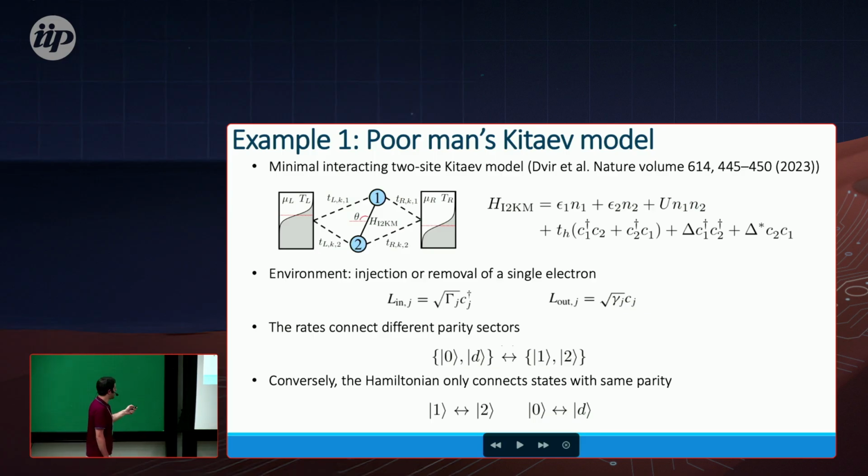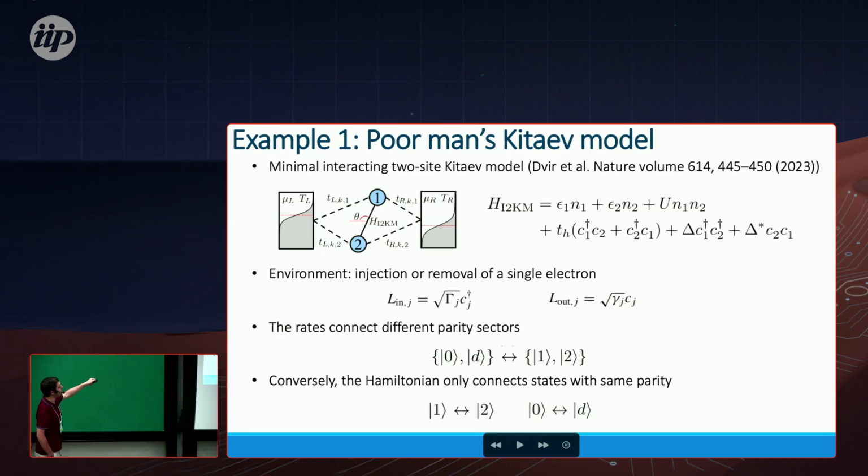A really simple example is a Pullman-Kitaev model that corresponds to just two quantum dots described by this Hamiltonian. So we have some on-site energy, some interaction terms, some hopping terms between the two dots, and some superconducting term that destroys two electrons at a time or creates two electrons at a time. While the environment is described by some metallic lead that is able to inject or remove one electron at a time.